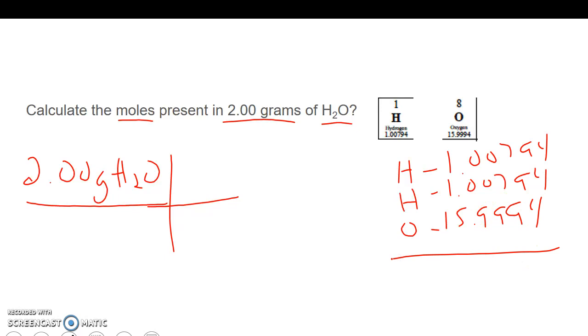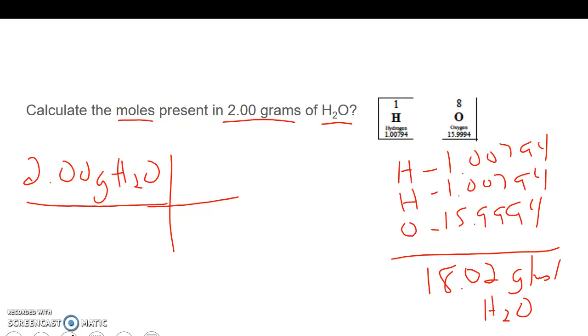15.9994. I want to round to the hundreds place. So I'm going to get 18.02 grams per mole of water.